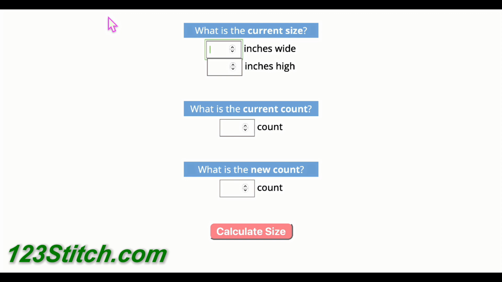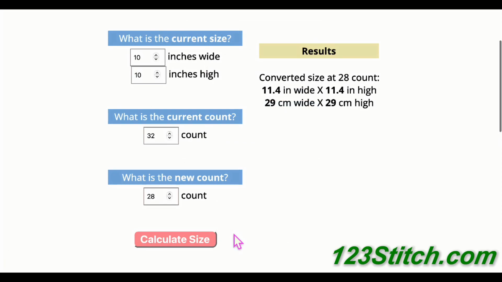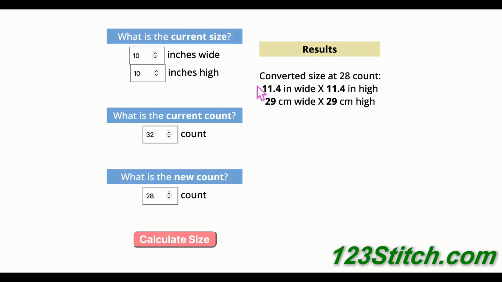And let's say that I have a pattern that is 10 inches wide by 10 inches high on a 32 count fabric, and I want to change that up. I want to try a 28 count and see what size that makes the design. So I'm going to put under what is the current size, 10 inches wide by 10 inches high, and the current count is 32, and the new count, I'm going to put 28, and then the results show me the new size will be 11.4 inches wide by 11.4 inches high instead of the original 10 by 10.